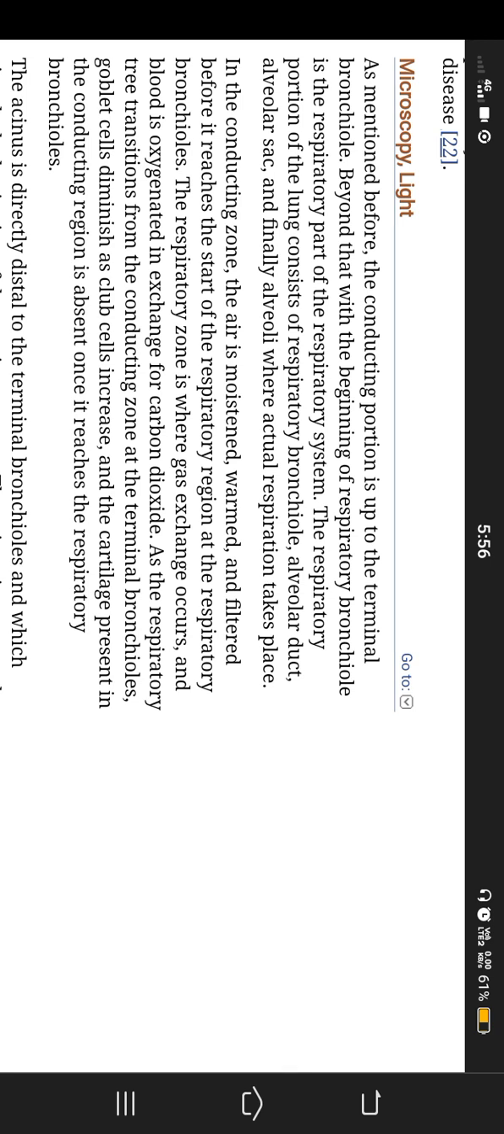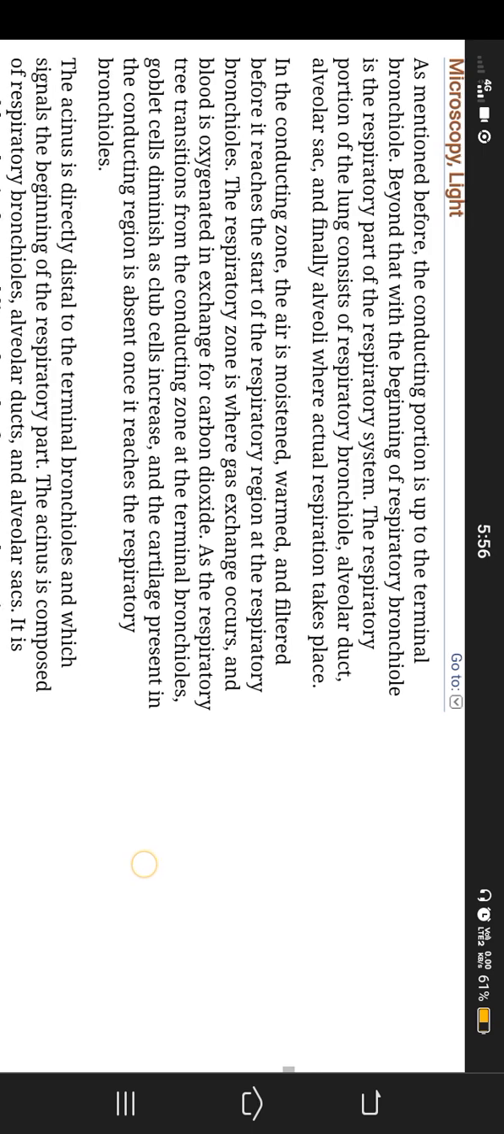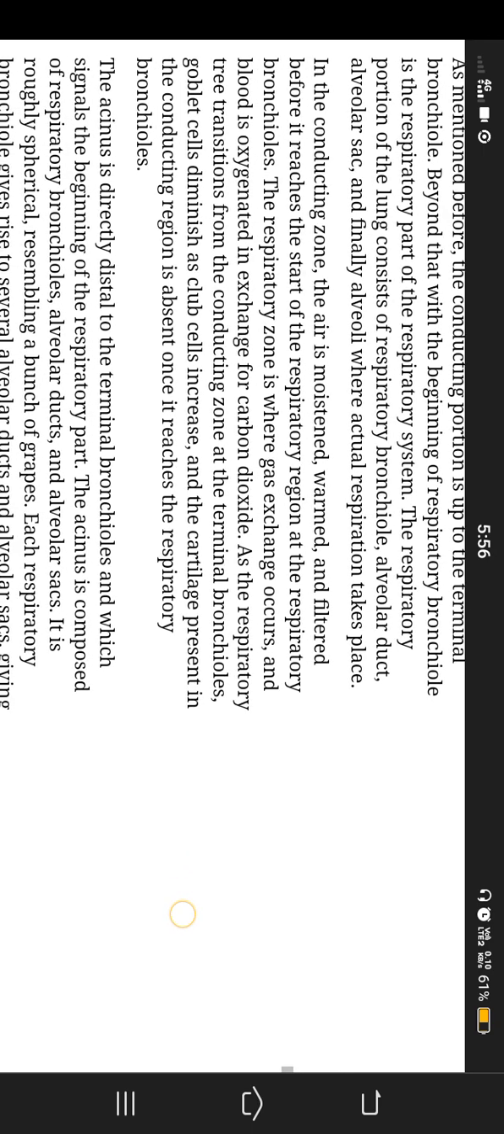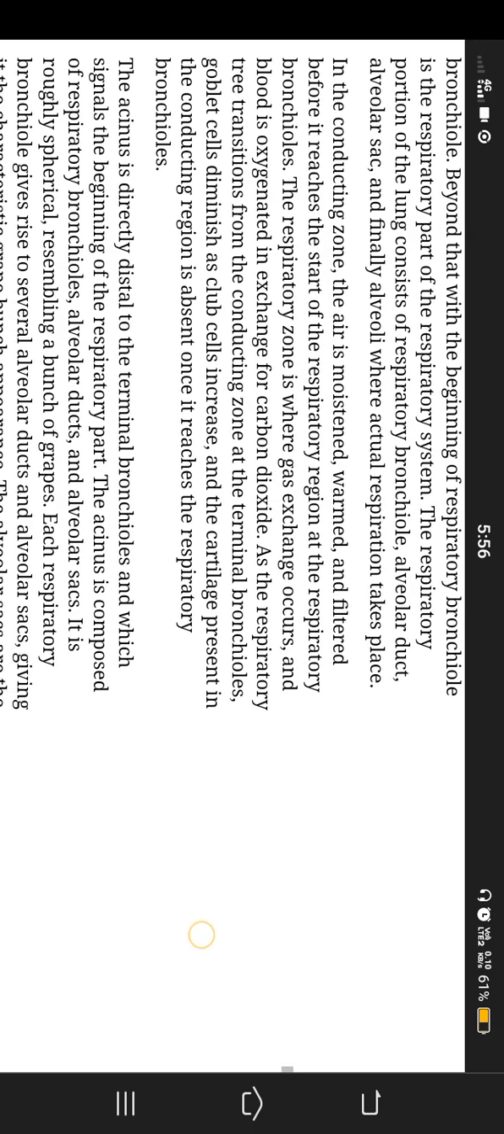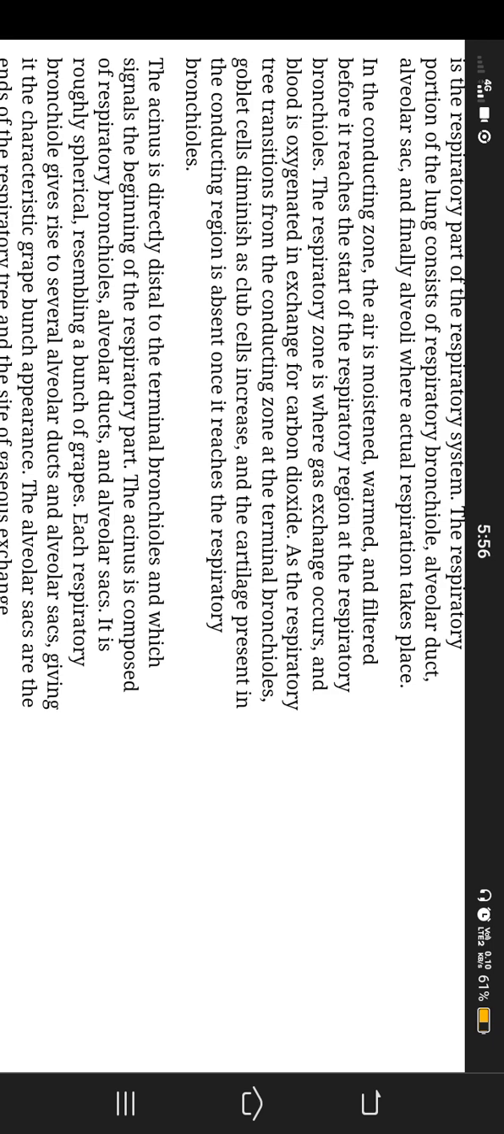Then, as mentioned before, the conducting portion is up to the terminal bronchiole. Beyond that, with the beginning of the respiratory bronchiole, is the respiratory part of the respiratory system. The respiratory portion of the lung consists of respiratory bronchiole, alveolar duct, alveolar sac, and finally alveoli, where actual respiration takes place. In the conducting zone, the air is moistened, warmed, and filtered before it reaches the start of the respiratory region at the respiratory bronchioles.